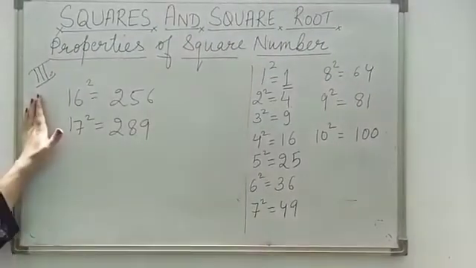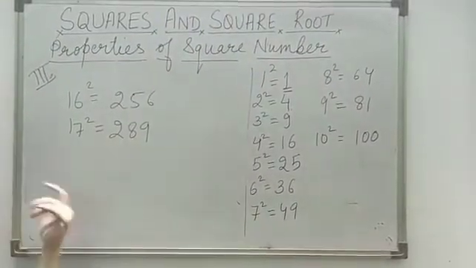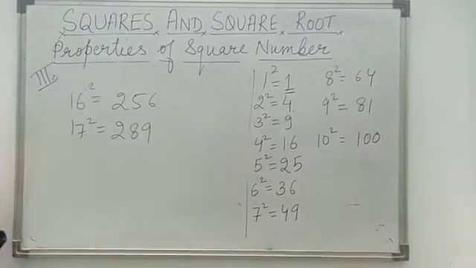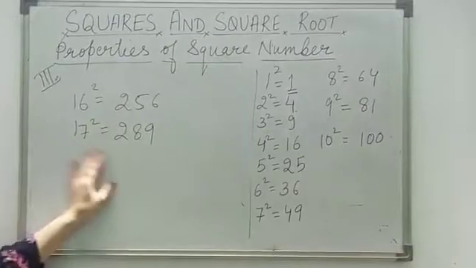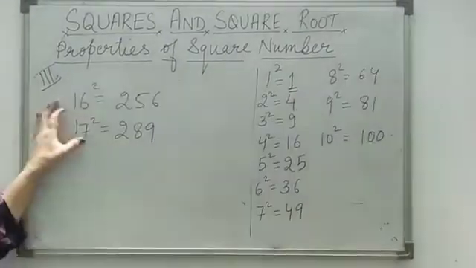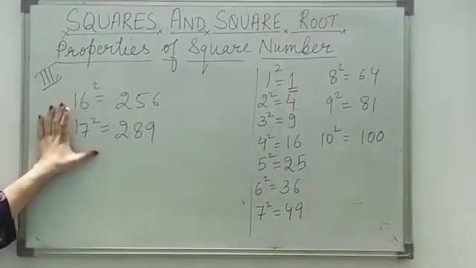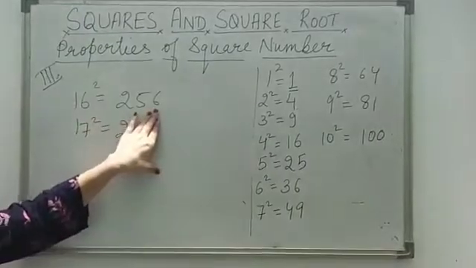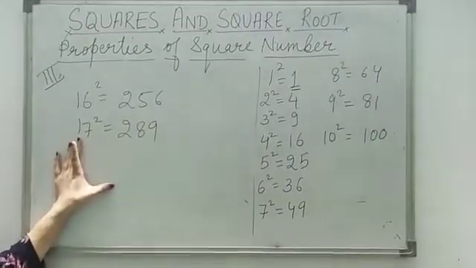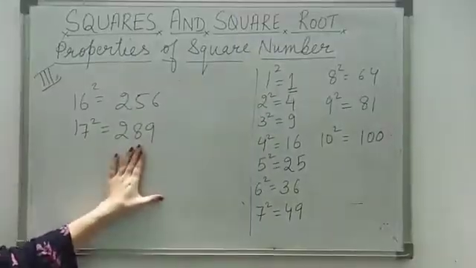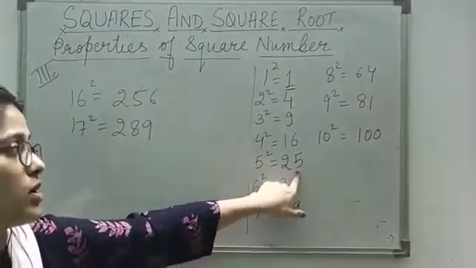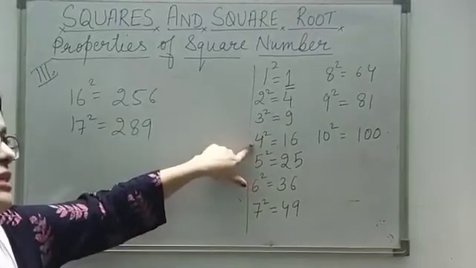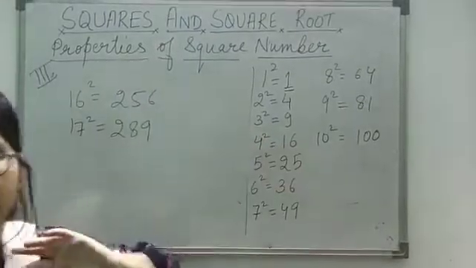Now your third property says that if we take the square of an even number, then we will get an even number. If we take the square of an odd number, then we will get an odd number. So here you can see 16 is an even number, and the square of an even number will give you an even number. And if you are taking the square of an odd number, you are getting an odd number. Here also you can observe 5 is an odd number, so its square is an odd number. 4 square, the square of an even number, gives you an even number.